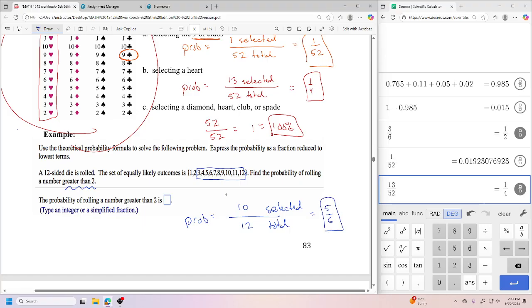Very good. You got it, and you're done. And so you can see the math is really simple, right? That's what we're going to do for all of Chapter 5. It's going to be great, okay?